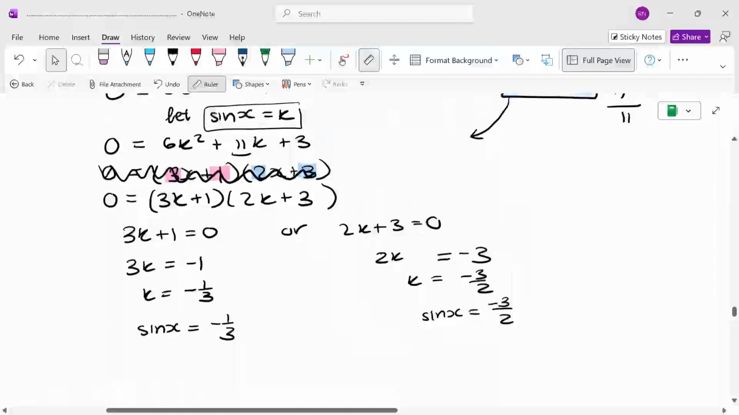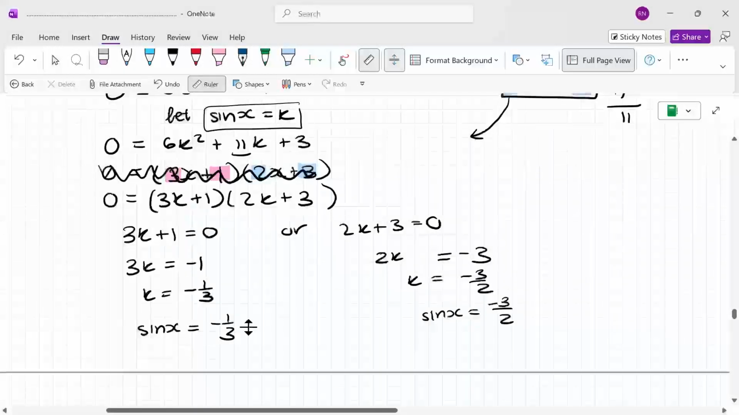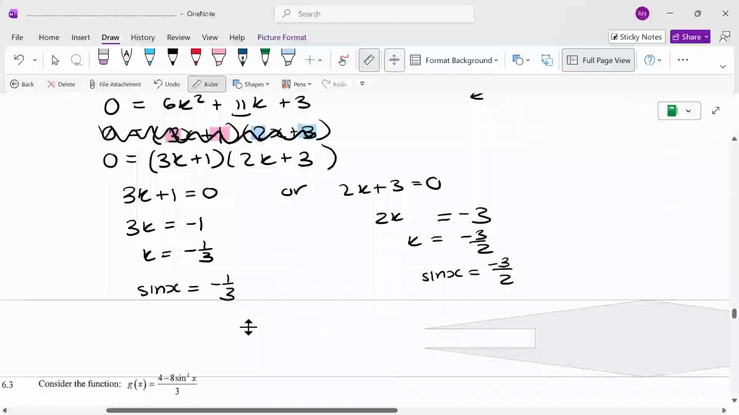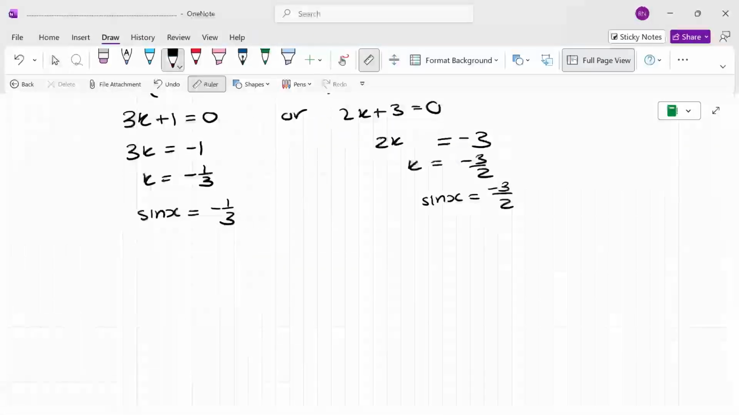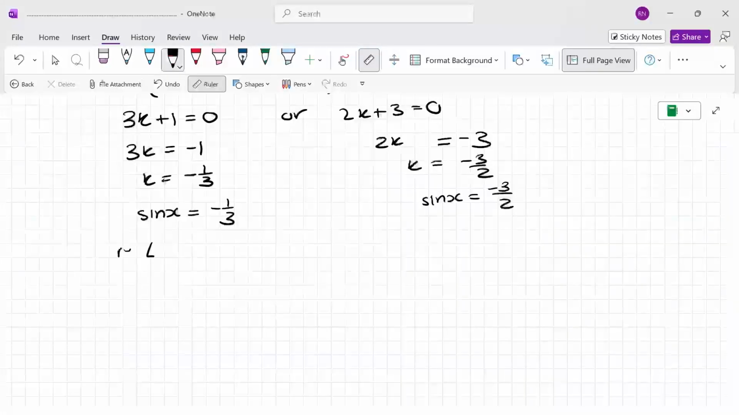So first, let's find our reference angle. Let's start with this first one. Sine x is equal to 1 over 3. So we've got our reference angle. We would just do shift sine of this 1 over 3. You'd put it as 1 over 3, not negative 1 over 3. And you should get 19.47 degrees, right? So that would be our reference angle.